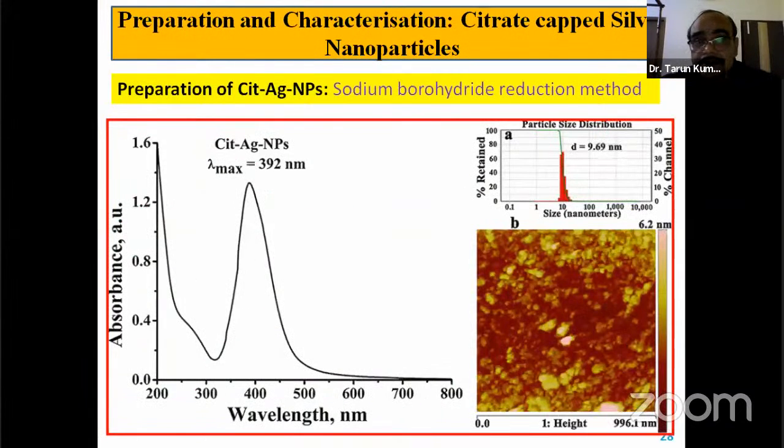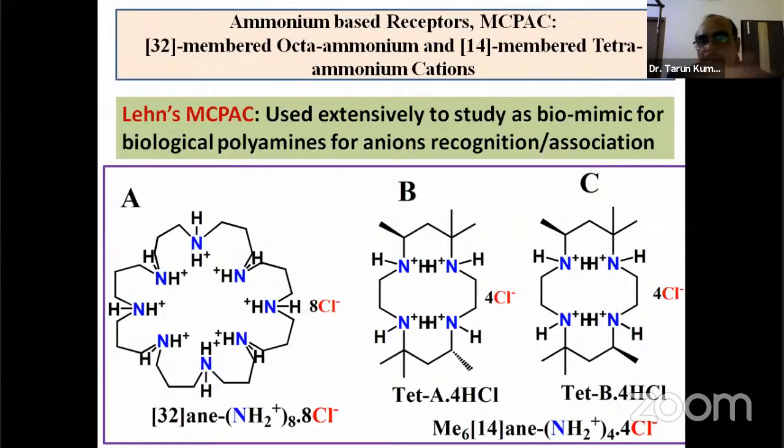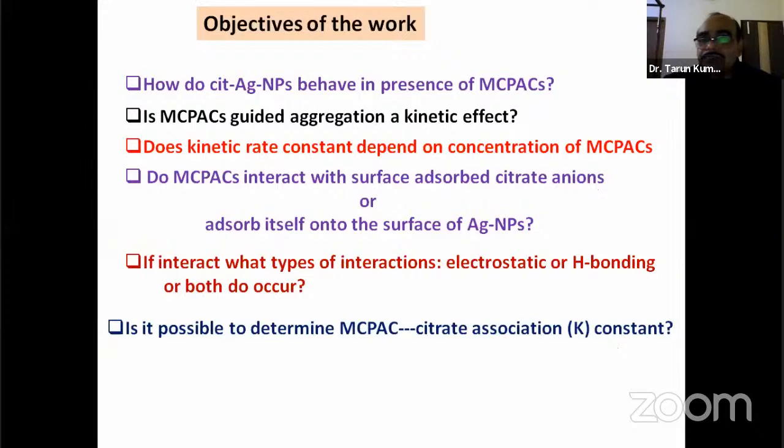So here the silver nanoparticles have a surface plasmon absorbance at 392 nanometer. The size is near about 10 nanometer. These are the TEM images. And these are some macromolecules, generally considered as a mimic of biological polyamines. If we study how the particles interact with these biomolecules, we can get an idea when you use the nanoparticles for a biological purpose. So you can get an idea of how they interact.